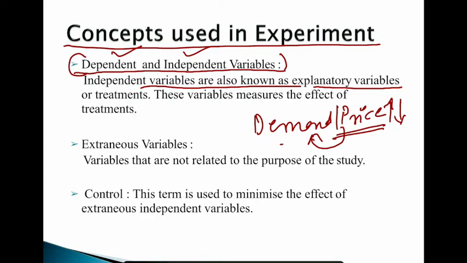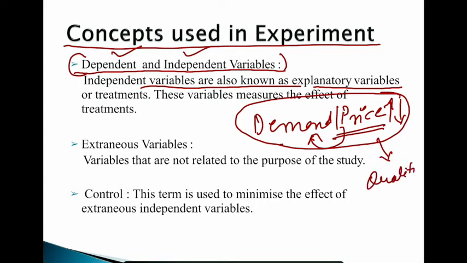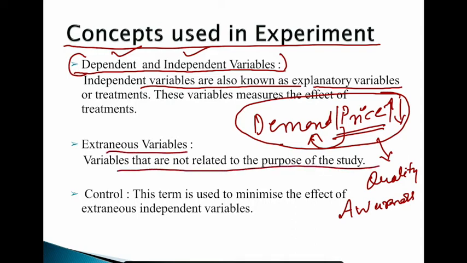Now there are certain variables which have an effect on your study, but you are not covering them. For example, right now we have taken the example of demand and price. Here I am not taking another variable into consideration, maybe the quality of the product, or the awareness level, or affordability. I'm not considering these particular variables in my study right now. So these will be taken as extraneous variables, the variables that are not related to the purpose of the study, that is, we are not taking them into consideration. The extraneous variable may intervene and may affect the results of your study.